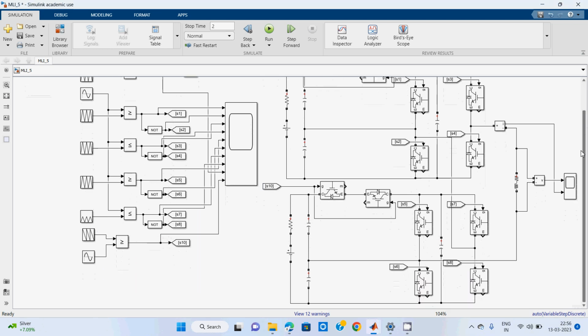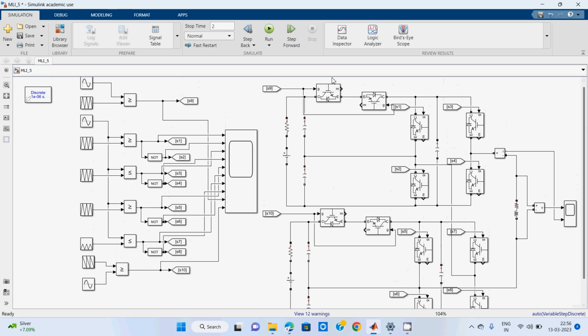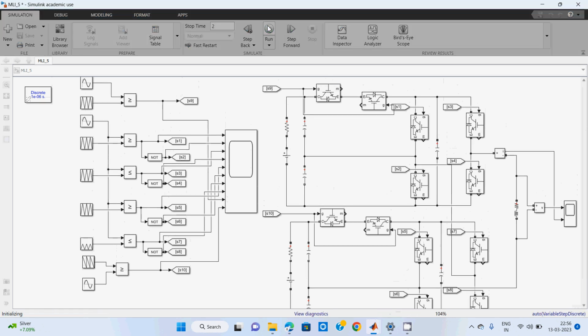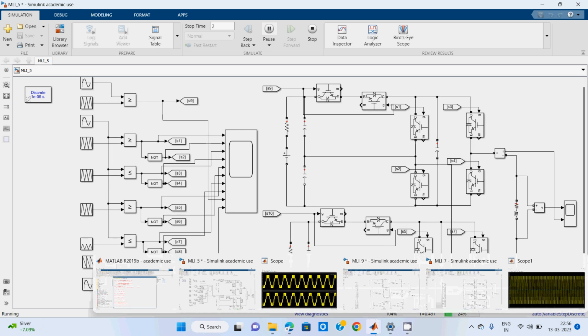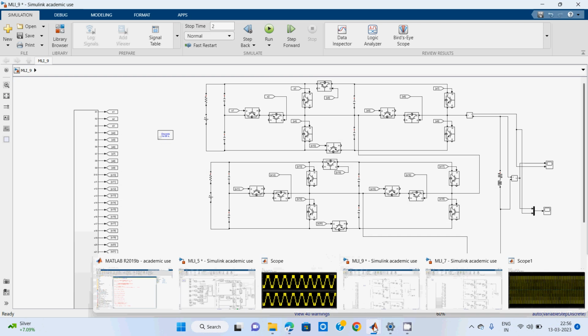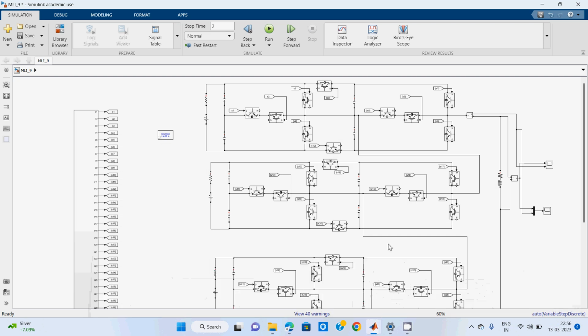Suppose you run the model, in the meanwhile I will run the remaining 7-level and 9-level also. So in this paper, we proposed 5-level, 7-level, and 9-level multi-level inverters. So what is the role of the 5, 7, and 9 multi-level inverters? I will tell you.